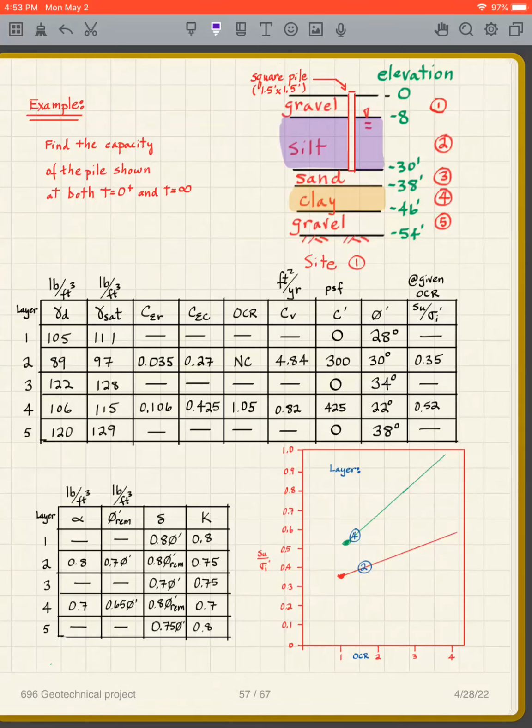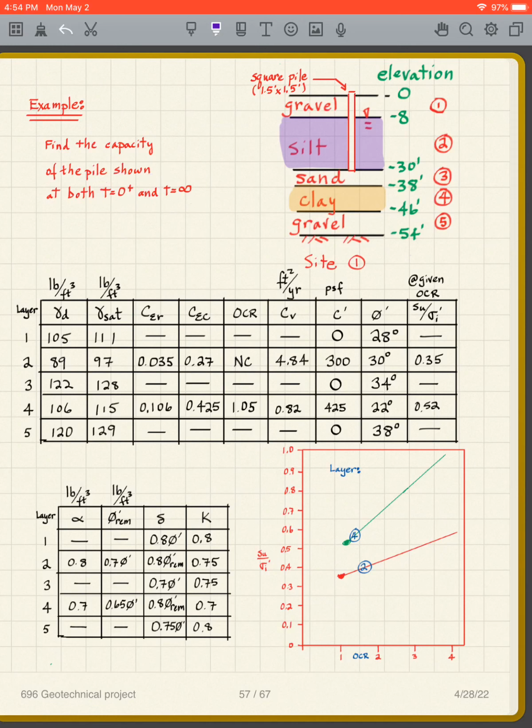Okay, the next part of the project is to determine the pile capacities. I'm going to show you an example, and then you can do the next part of the project using this example as a guide. So this is to find the capacity of the pile shown at both t equals 0 plus and t equals infinity. And of course, what does that mean?